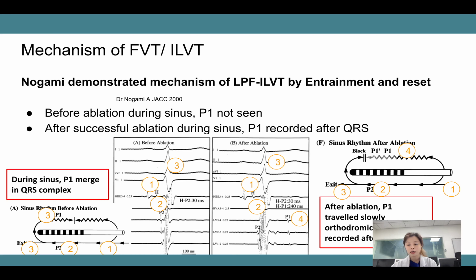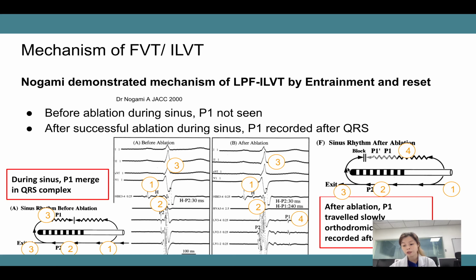So this is the explanation. During sinus rhythm, the activation was from the atrium down to the ventricle via P2 and exits as QRS. At the same time, the P2 signal can travel retrogradely to P1. However, at this timing, P1 is merged in the QRS complex, so it cannot be seen during sinus rhythm.